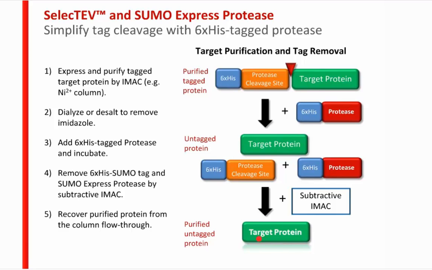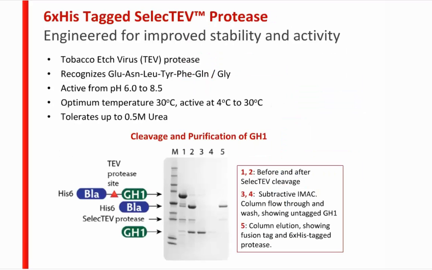So the 6-his tagged SelecTEV protease, again, is tobacco etch virus protease. It recognizes the normal TEV recognition site with a glycine in the P1 prime. This particular TEV protease is engineered for improved stability and activity, but it is active in the same pH range as normal TEV, pH 6 to 8.5. Optimal temperature is 30, but it has a very wide range, and it tolerates some chaotropes as well.